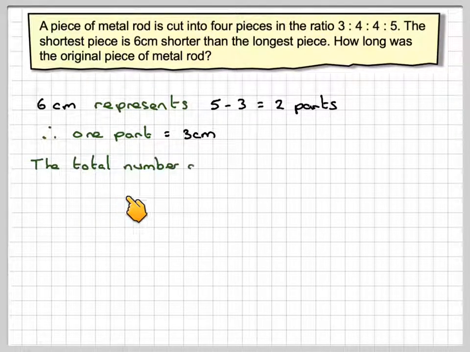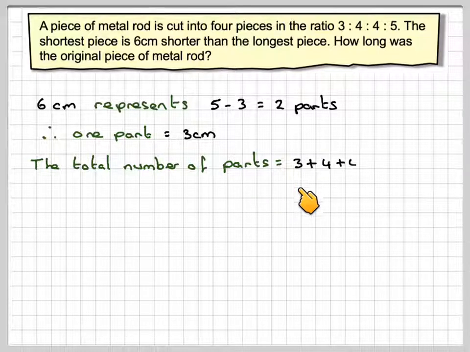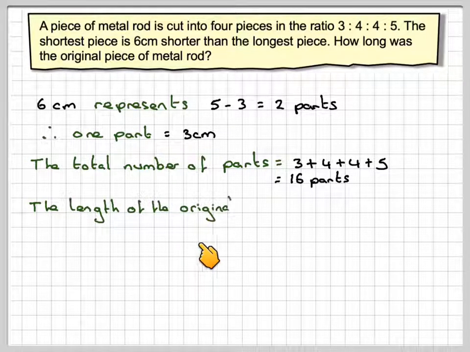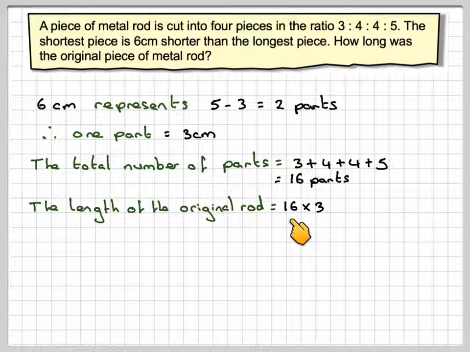The total number of parts is going to be 3 plus 4 plus 4 plus 5, which makes 16 parts. Therefore, the length of the original rod will be the 16 parts times what each part is worth, 16 times 3, which is 48 centimetres.